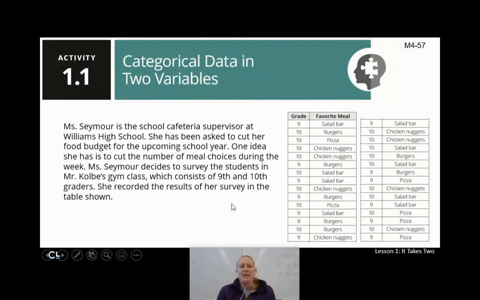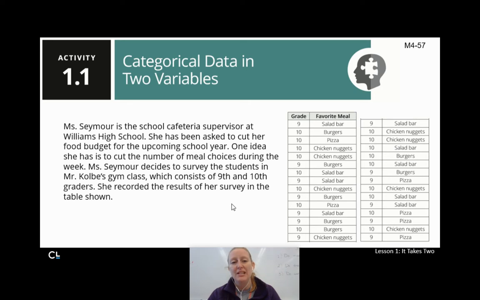So let's go over to page 57 in our workbooks. Miss Seymour is the school cafeteria supervisor at Williams High School, and she has been asked to cut her food budget for the upcoming school year. So one idea she has is to cut the number of meal choices during the week.